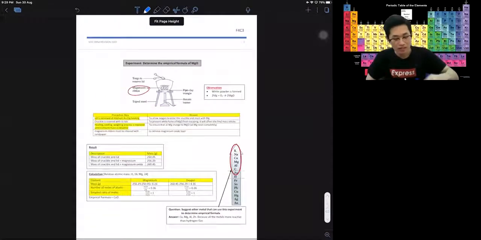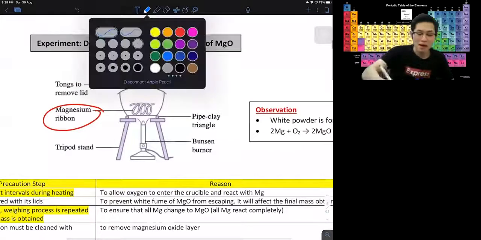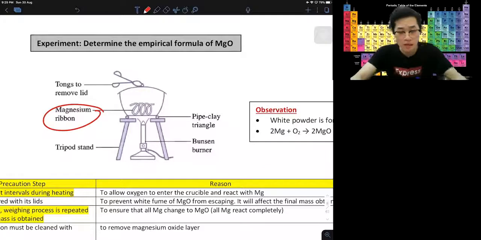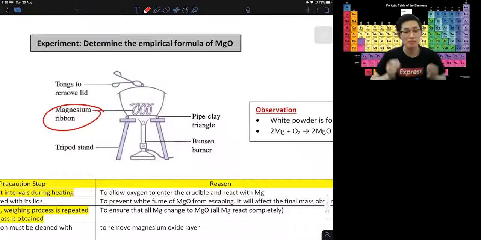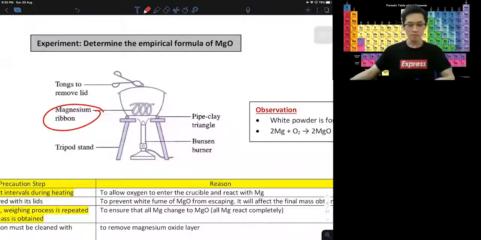Finish. Last, the second experiment. So what is the difference between this one and the one just now? Actually, the purpose of carrying out this experiment is the same. They want to find the composition. They want to find the mass of metal and oxide in the substance.